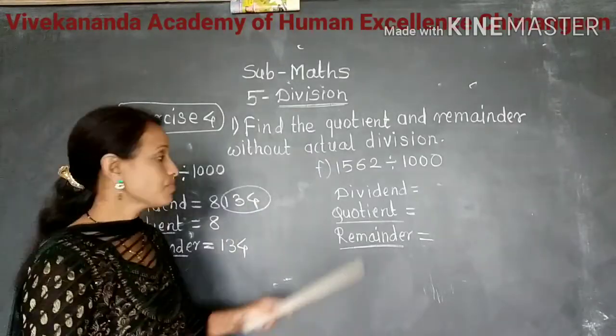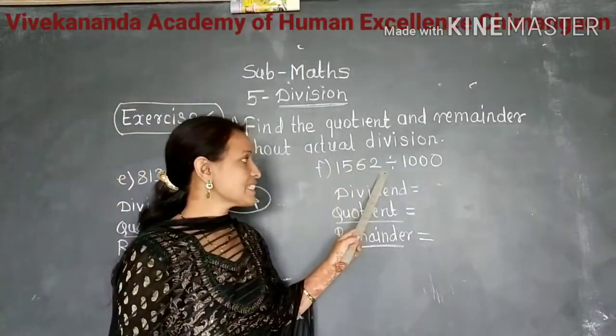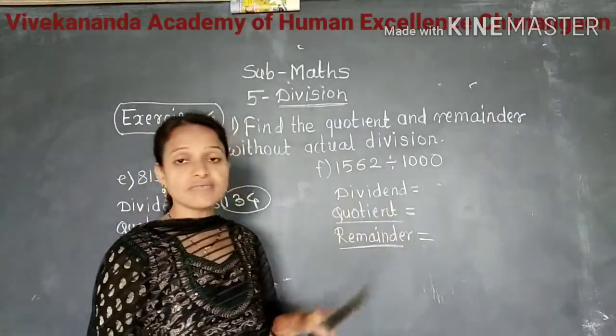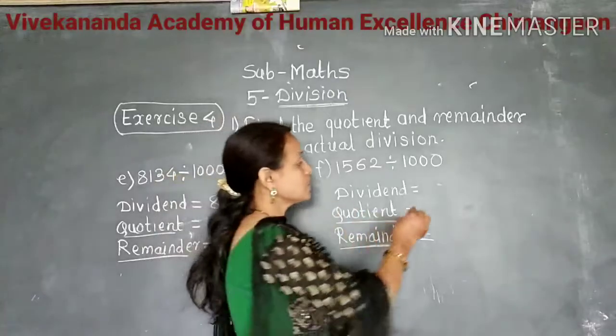Next example, see 1562 divided by 1000. So here 1562 is the dividend.